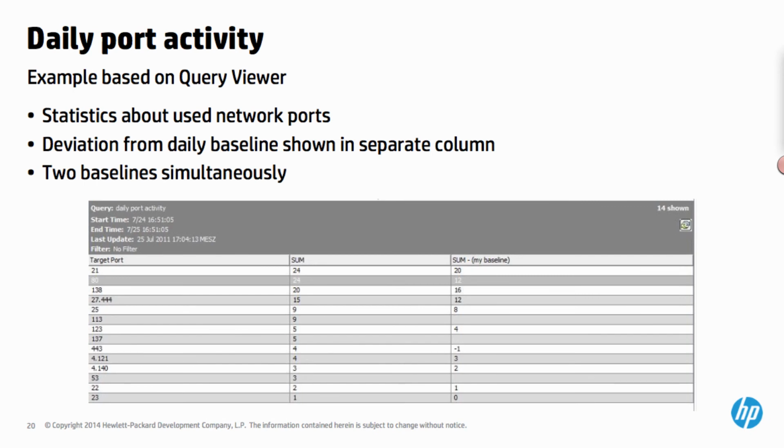Here's another example looking at used ports, looking at the deviation from the daily baseline. What was it before? What is it now? And is there a change within that? We can look at the two baselines because we defined them in this example. We added two baselines to the query viewer to show the difference between them. So it's very simple. It's a manual process, but you can see we do have the ability to create those baselines and manipulate them manually within a query viewer itself.